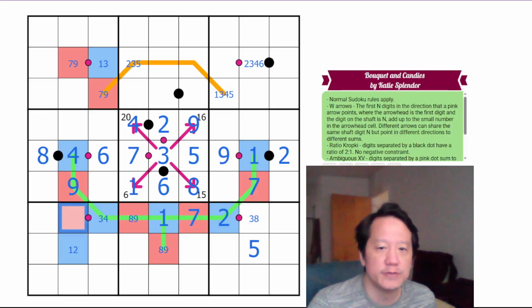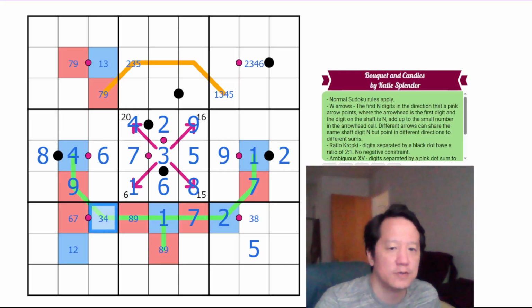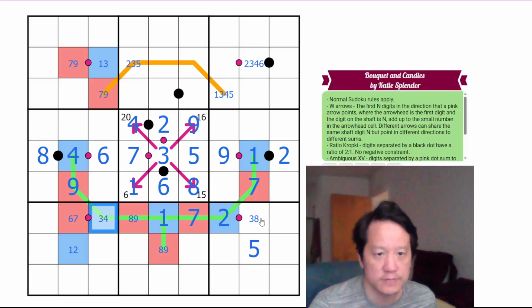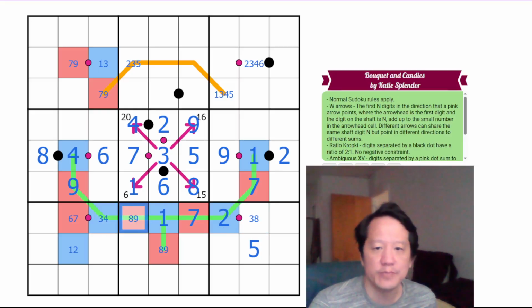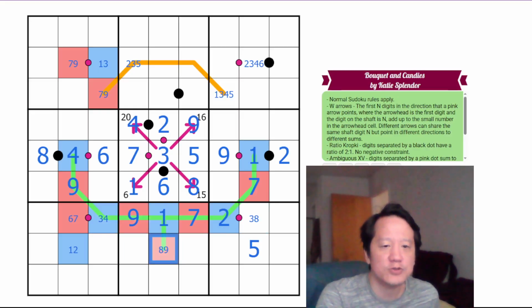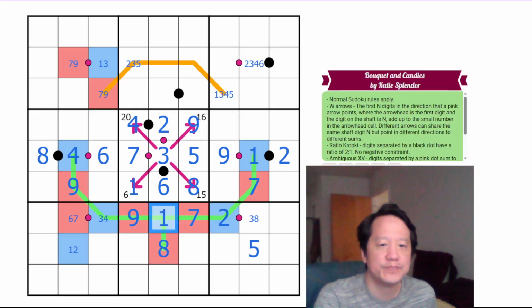3 and 4 must be with 6 or 7 here. If this were 8 here, the problem is that would guarantee this is a 3 here, but that would eliminate all possibilities for this cell here. So this cannot be 8, it's 9, which makes that 8 there.